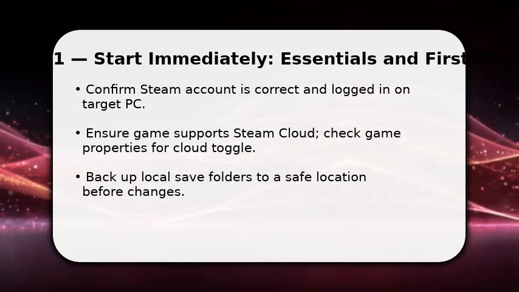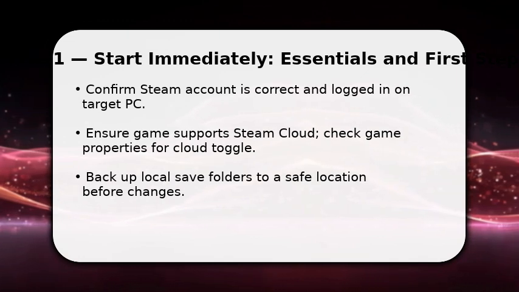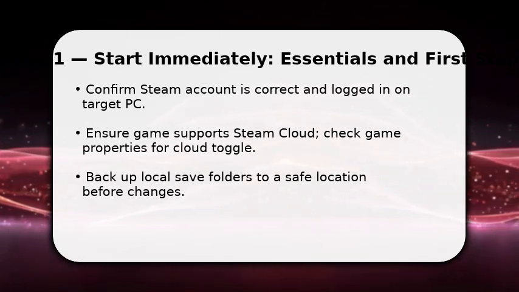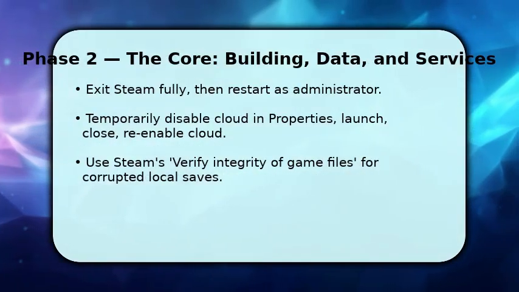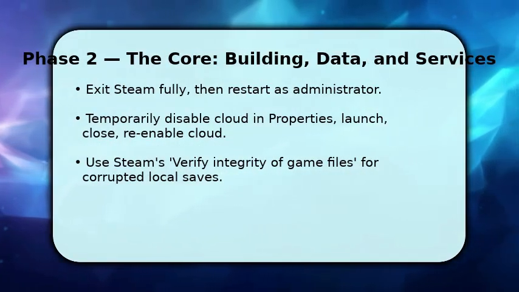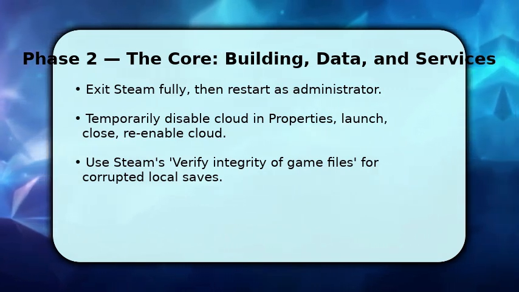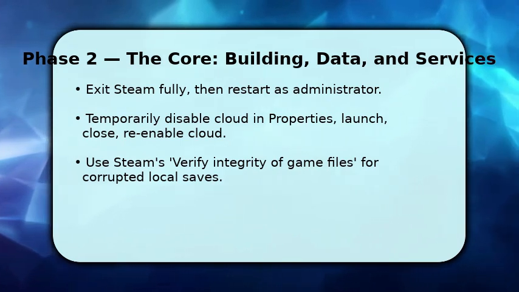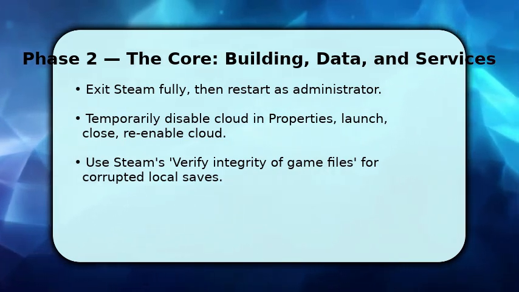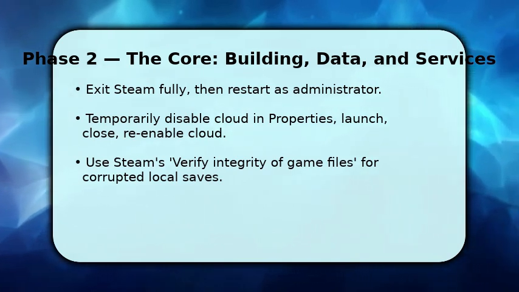By doing these steps first, you isolate account, permission, and file state issues, so the following actions focus on sync mechanics rather than base. Now you force a resync. Close Steam completely, run it as an administrator to avoid permission blocks, and open the game's properties. Turn Steam Cloud off, launch the game quickly so a local file timestamp updates, then exit and re-enable Cloud. This prompts Steam to reevaluate which copy is newest.